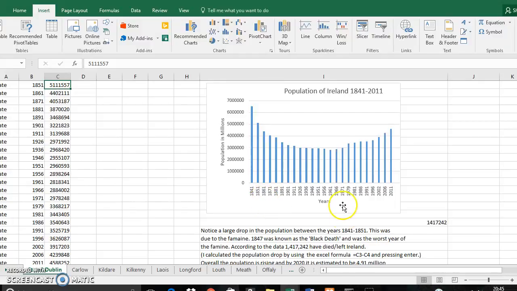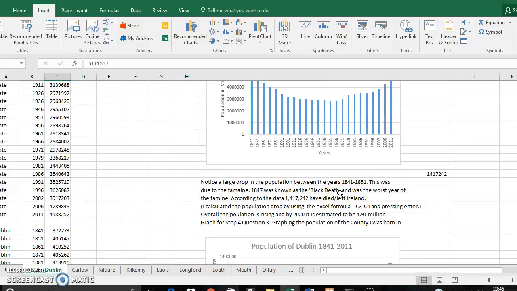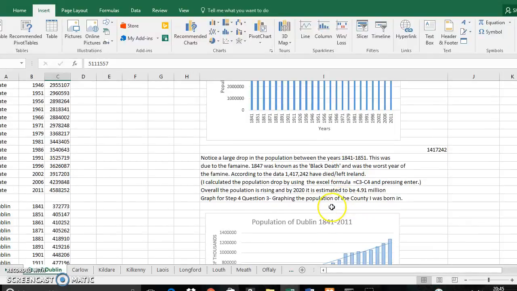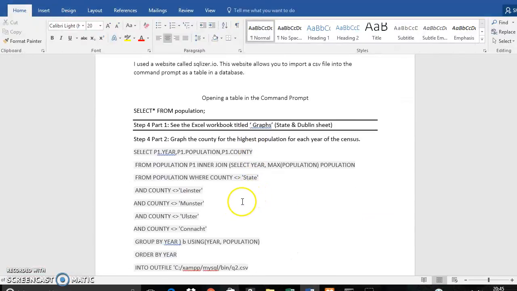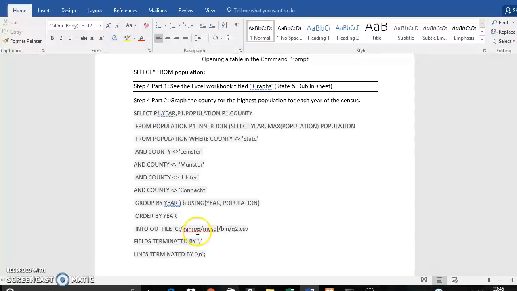Overall, judging by the average, the population increased by 2020. It is possible that the population may rise to 4,910,000. This is the query I've used for question 2. I left out the whole population of Ireland, Leinster, Munster, Ulster, and Connacht, because they are provinces and they aren't counties. And the question asked to graph the counties.